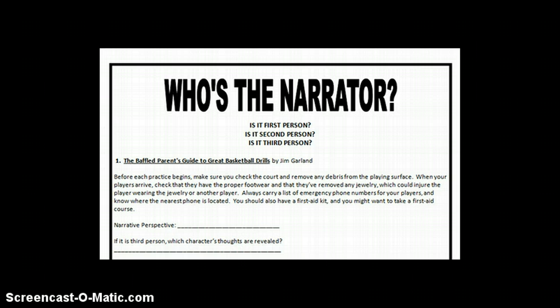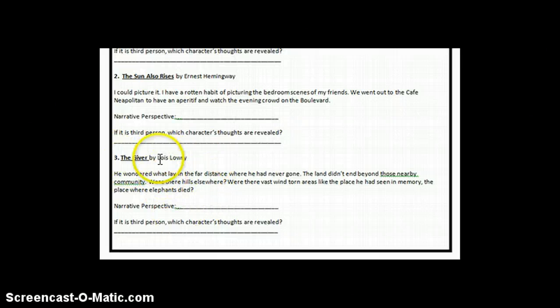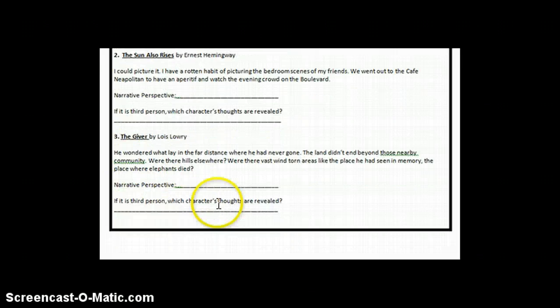Moving on to the next page of the packet, we did a little activity over the narrator. Is it first person? Is it second person? Is it third person? All you need to do is read these and fill in whether it's first, second, or third person, and just write that in there. If it's third person, you need to tell me what character we're talking about. You can just read those, go back through and fill in. This should take you maybe 2 minutes. First person, second person, or third person for 1, 2, and 3. And obviously you should know this one because it is from The Giver.